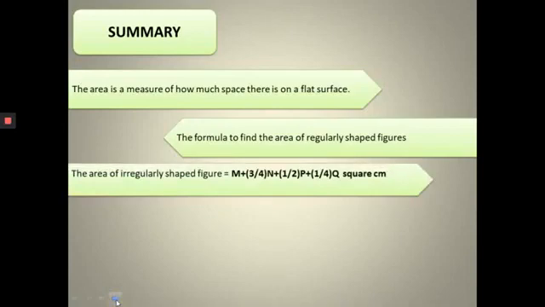The next is the area of irregularly shaped figures. We use the graphical method to find the area of irregularly shaped figures, and the formula to find the area of an irregularly shaped figure is m plus 3 divided by 4 n plus 1 by 2 into p plus 1 by 4 into q square centimeter.